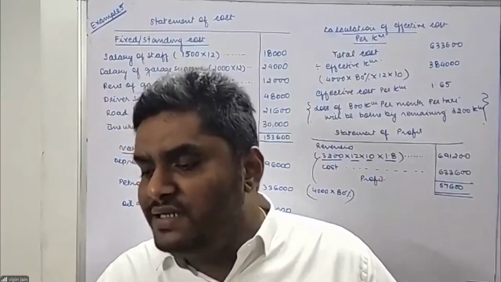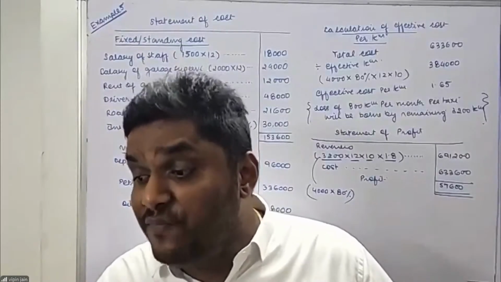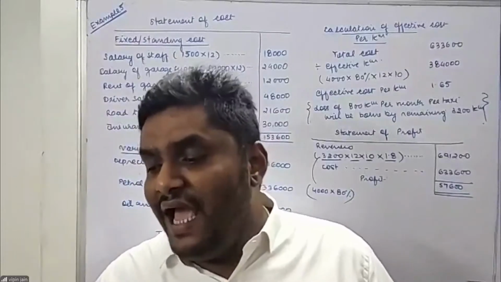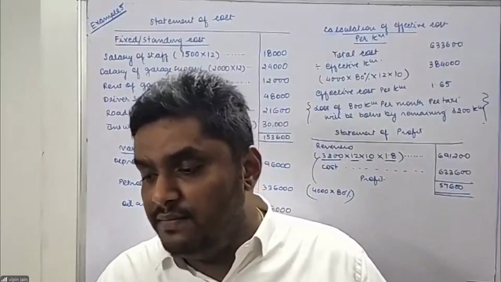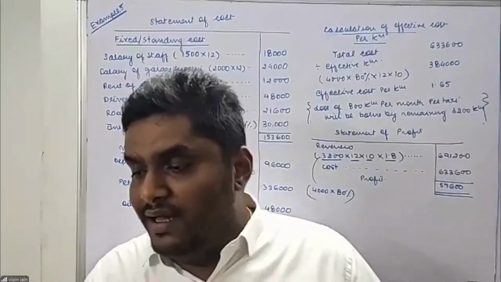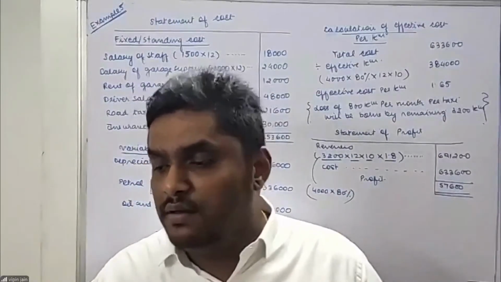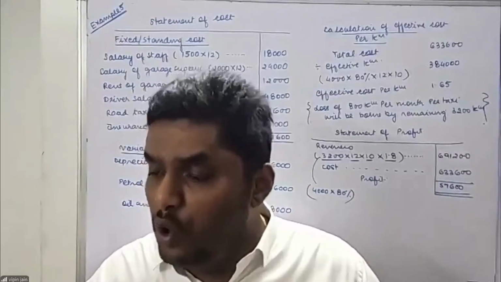Scrap value of bus at the end of the life is 3 lakh rupees. The diesel cost is rupees 45 per liter. And each bus gives an average mileage of 4 kilometers per liter of diesel. The seating capacity of each bus is 50 students, and the seating capacity is fully occupied during the whole year.